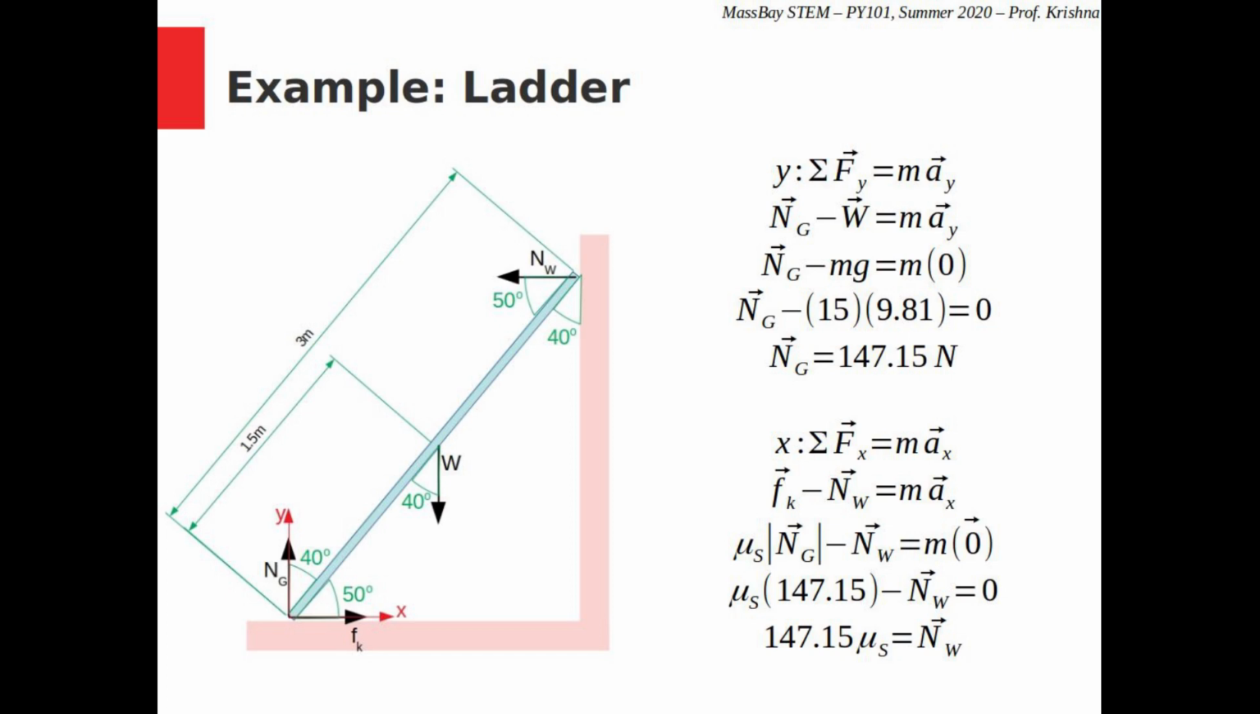We'll start by setting up Newton's second law for the y direction. There are two forces acting in the y direction: the normal force from the ground pointed up and the weight pointed down. Since the acceleration in y is 0, these two forces must cancel out, and so we can calculate the normal force from the ground. Next, the x direction. Static friction points right, and the normal force from the wall points left. These also cancel out to 0, but there are two unknown variables: the normal force from the wall and the coefficient of static friction.